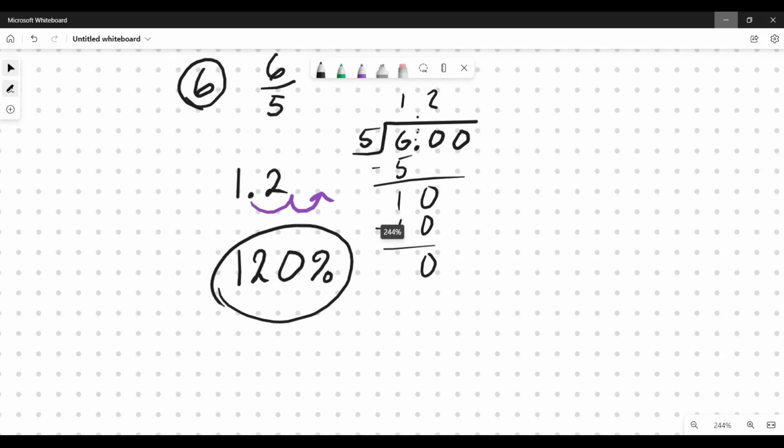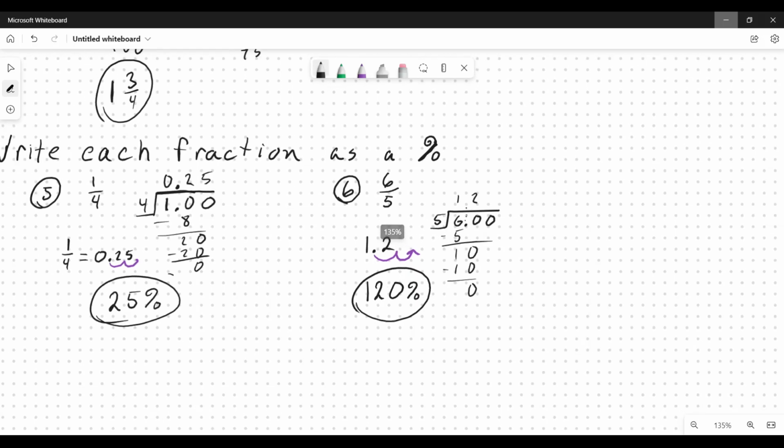In case you're curious, the way they teach it in the book is you try to figure out what times the denominator equals 100, and then you multiply the top and the bottom, which is fine. It just is not always easy to do in your head and is confusing in my opinion. So that's fine. Don't worry about it. Okay.